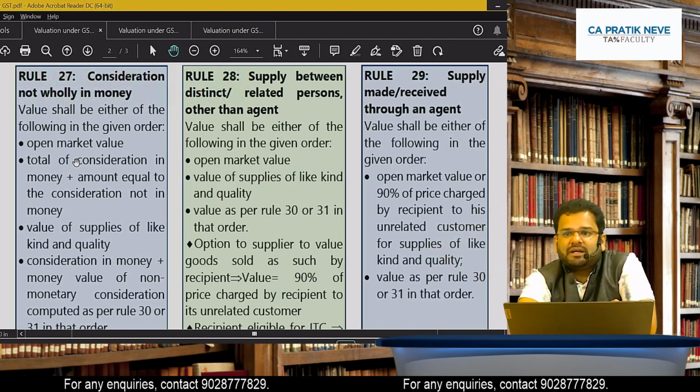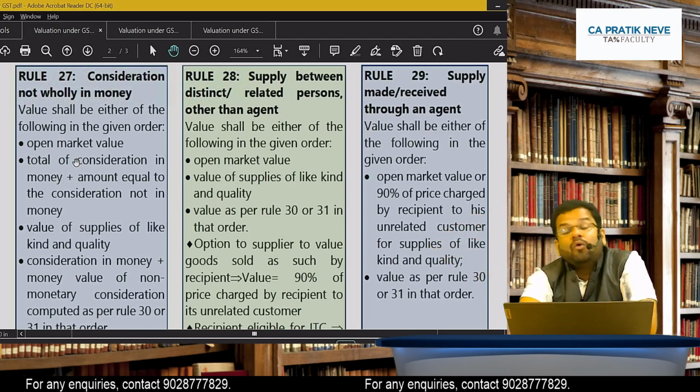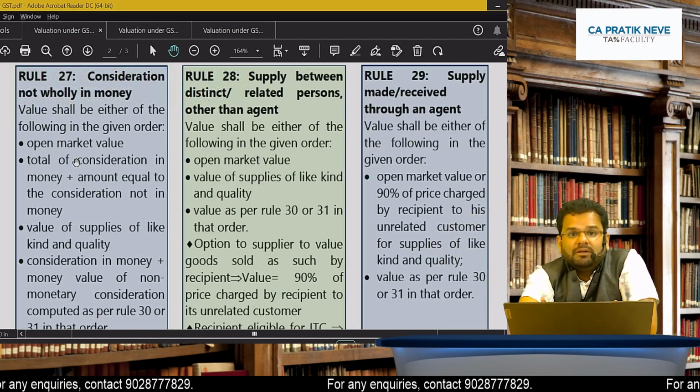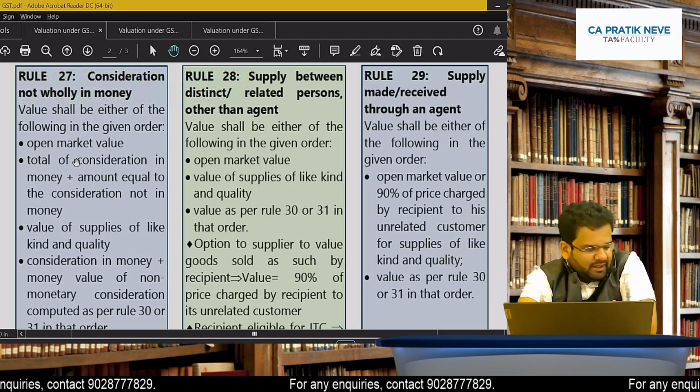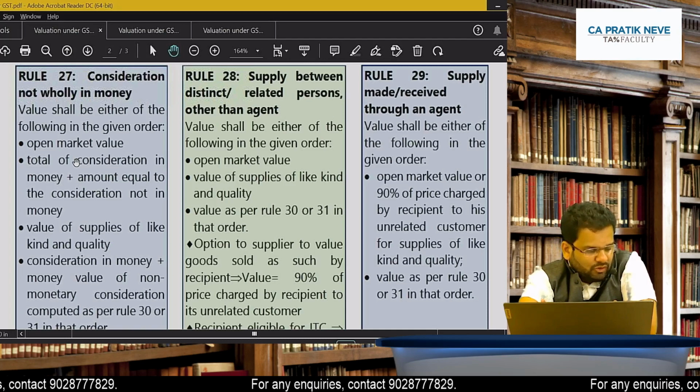Now, if you know open market value is not available, I'll give you the same example which I had given you in the main batch. Why is open market value not available?